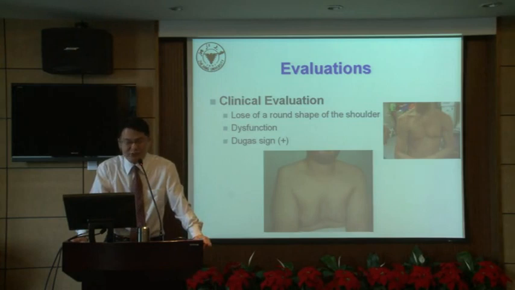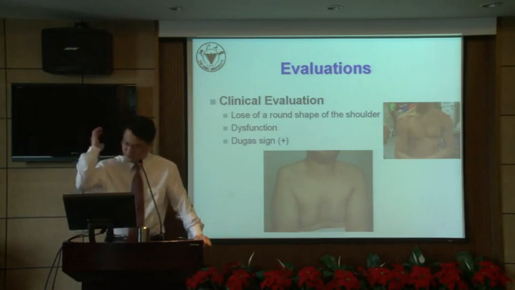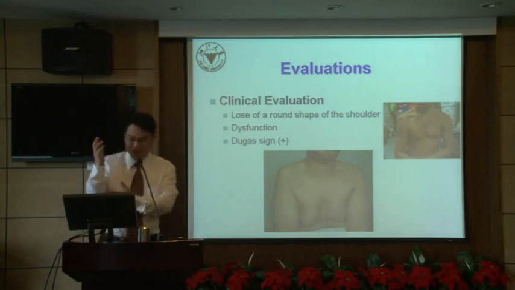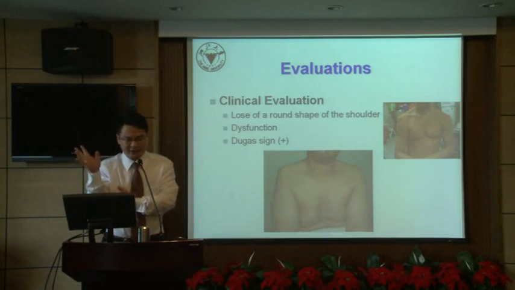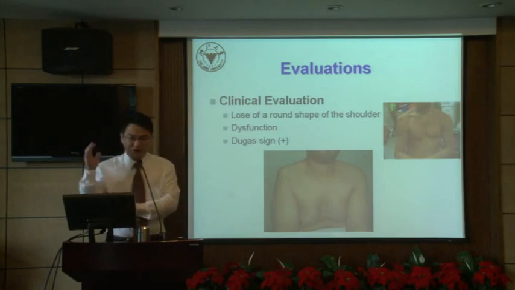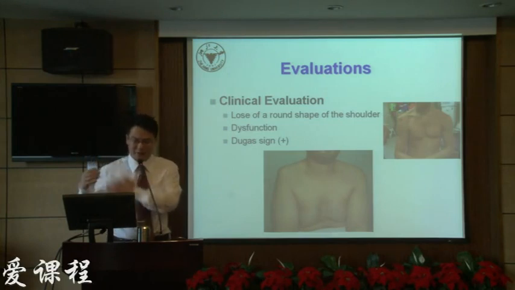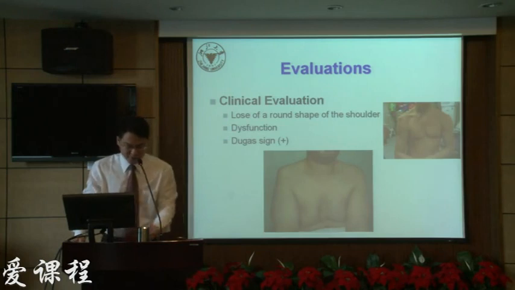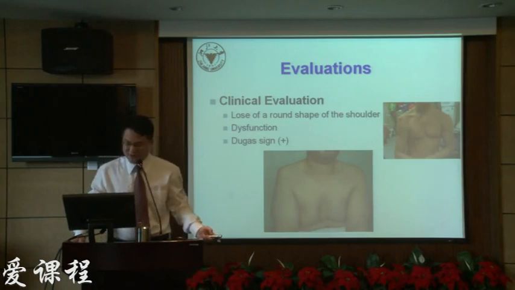Another very useful sign for you to check for shoulder dislocation is Dugas' sign. For normal people, we let the patient have the elbow touch the chest and use the healthy hand to touch the contralateral shoulder. Everyone can make it. If the patient cannot make it, then it means the shoulder is perhaps dislocated.